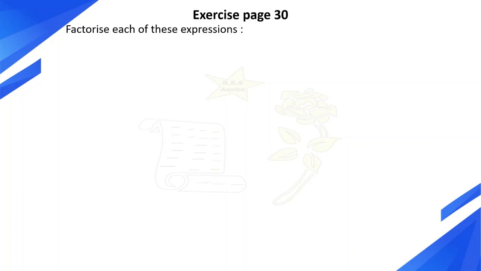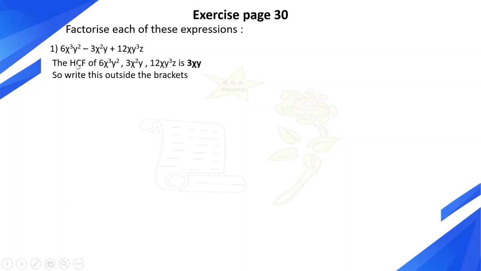Factorize each of these expressions. The first exercise, 6x cubed y squared minus 3x squared y plus 12xy cubed z. The HCF, the highest common factor, of 6x cubed y squared and 3x squared y and 12xy cubed z is 3xy.